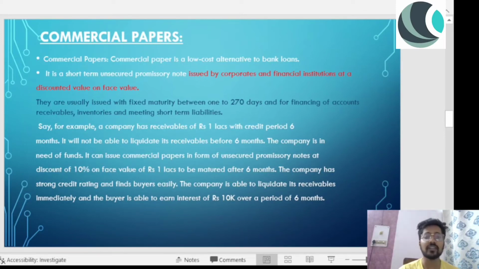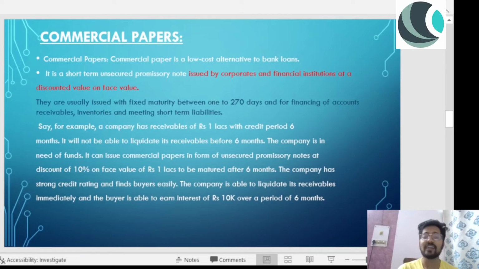Let's discuss this with the help of an example. For example, a company has receivable of rupees 1 lakh with credit period of 6 months. It will not be able to liquidate its receivable before 6 months. So if a company is going to receive that amount of 1 lakh rupees after 6 months, they need some money to run their businesses. Now what they can do, it can issue commercial paper in form of unsecured promissory note at discount of any percent. In this example, 10% on face value of rupees 1 lakh to be matured after 6 months.